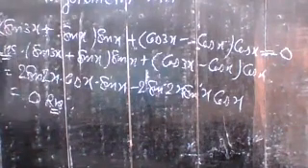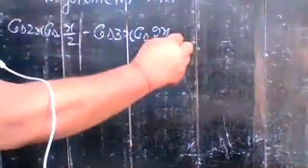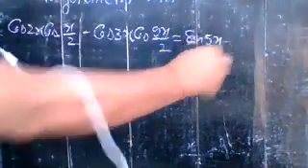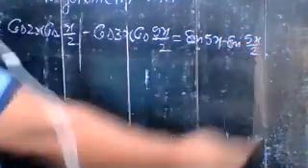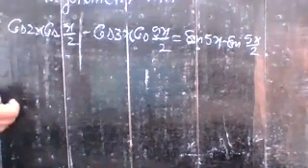In the same way, next question: prove that cos 2x cos x by 2 minus cos 3x cos 9x by 2 is equal to sin 5x by 2 into sin 5x by 2. You have to prove it.